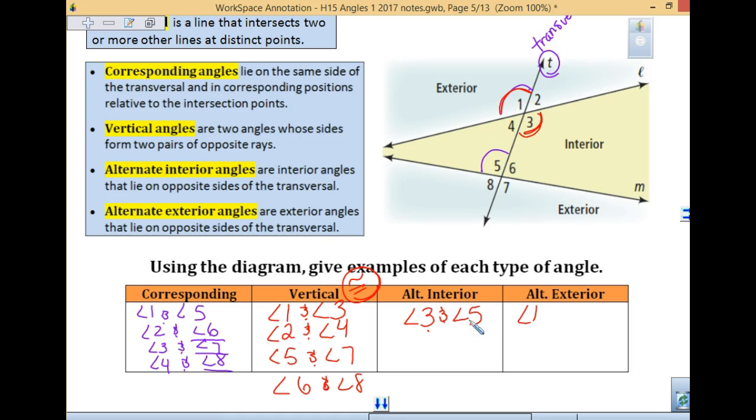Now, if the 2 lines are parallel, these will be, quit turning around, just stay facing the front. All the way facing the front. There you go.